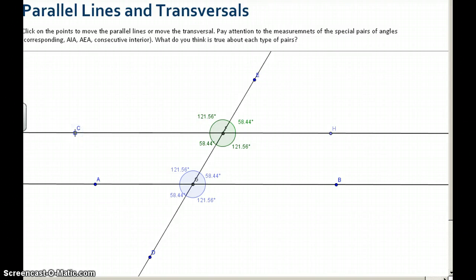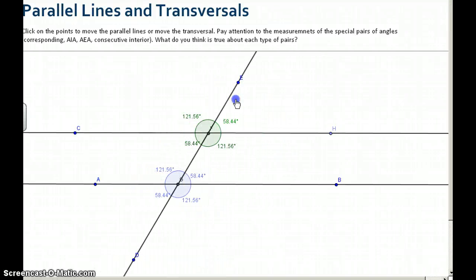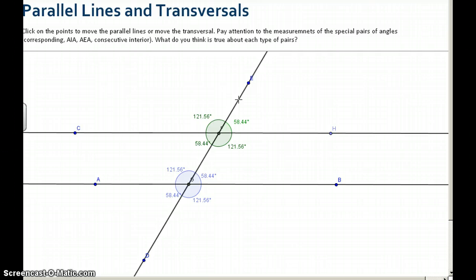Line DE is the not-horizontal one. That's the transversal. I have each of the four main angles at the intersection of the transversal and the two parallel lines measured out, with their measurements listed here. What I want you to look at are those relationships. Look at your corresponding angles, alternate interior angles, alternate exterior angles, and those consecutive interior angles.